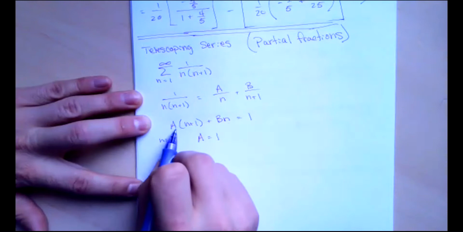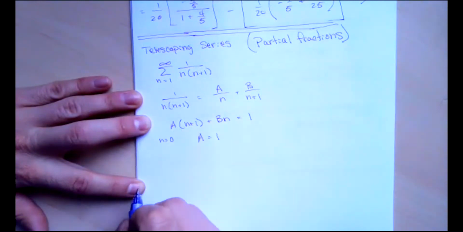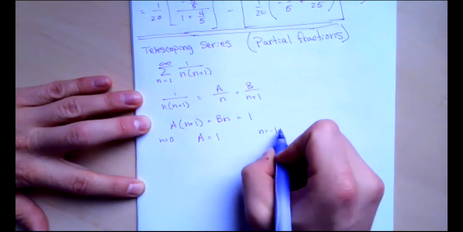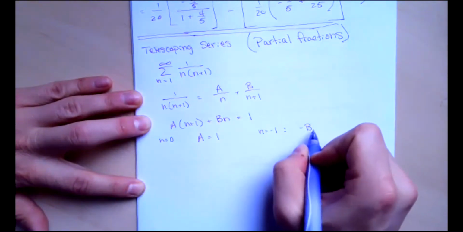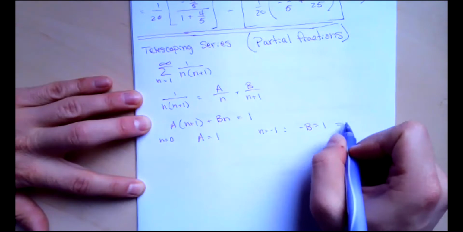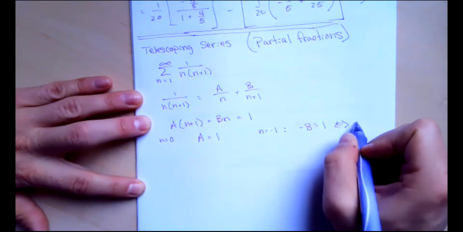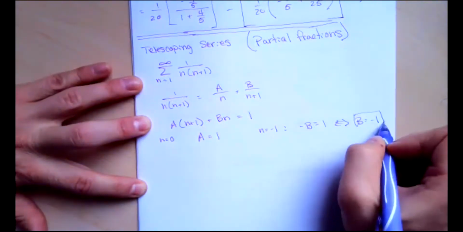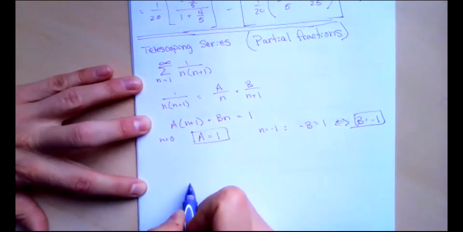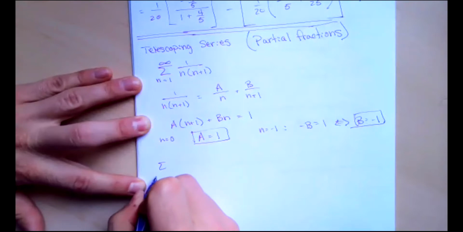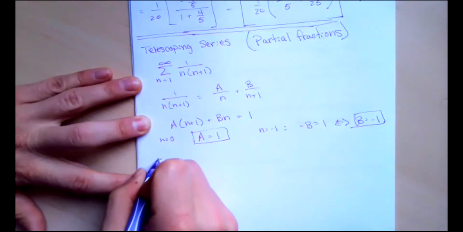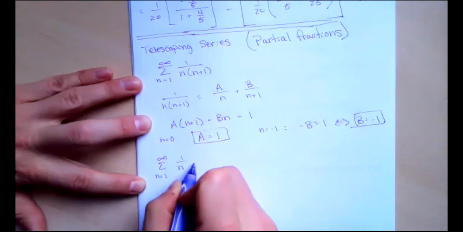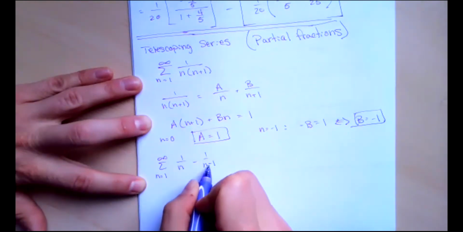If n is 0, you can see that a needs to be 1. If n is equal to minus 1, then we will get negative b equals 1. And so b is minus 1. So really this sum is 1 over n minus 1 over n plus 1.